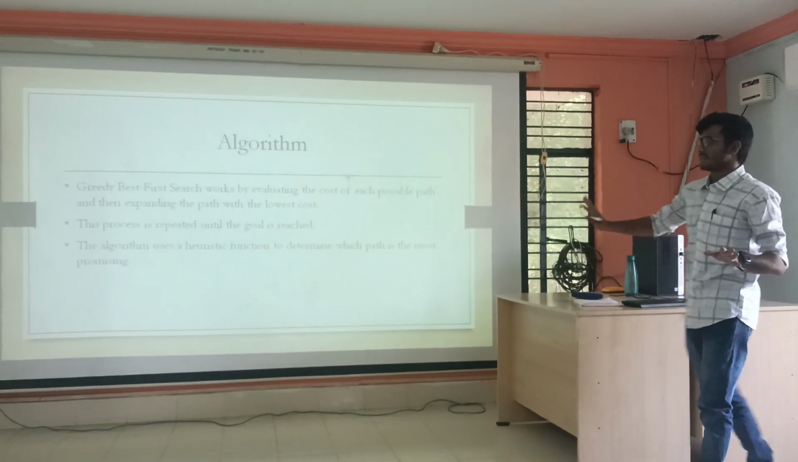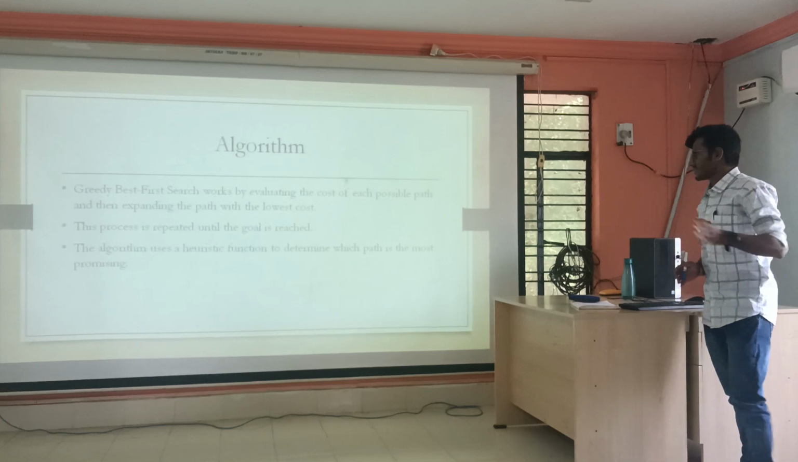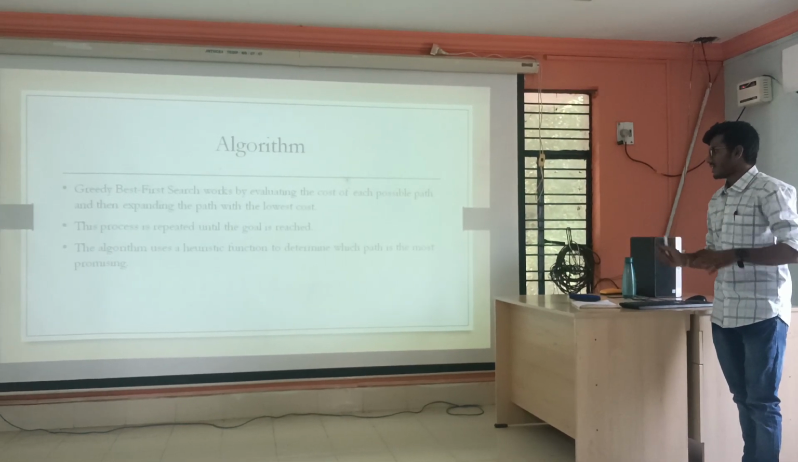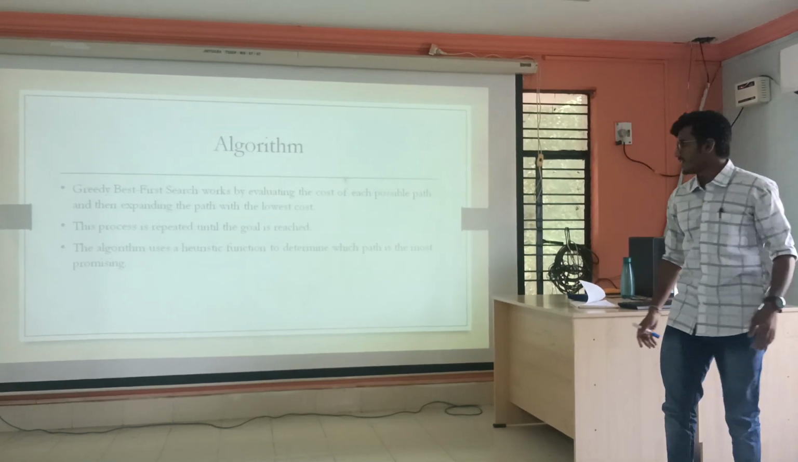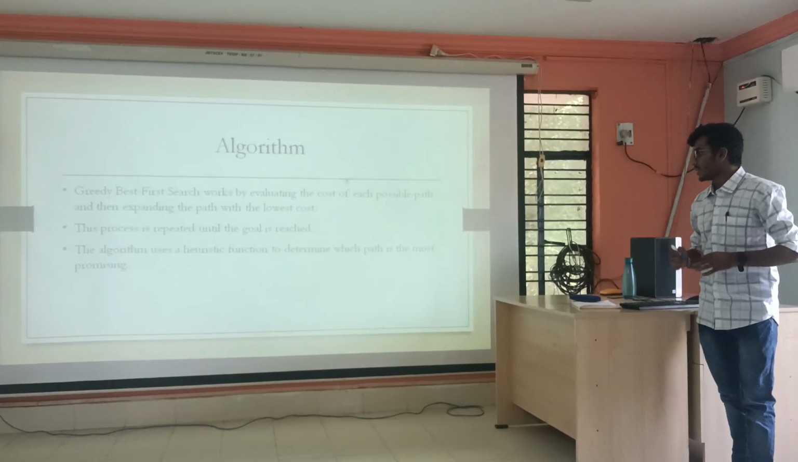So this is the basic algorithm of how greedy best first search works. It evaluates the cost of each possible path and then expands the path with the lowest cost, which we saw earlier. This process is repeated until the goal is reached. The algorithm uses a heuristic function.